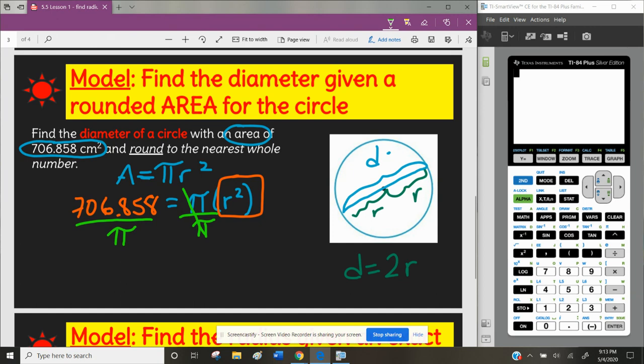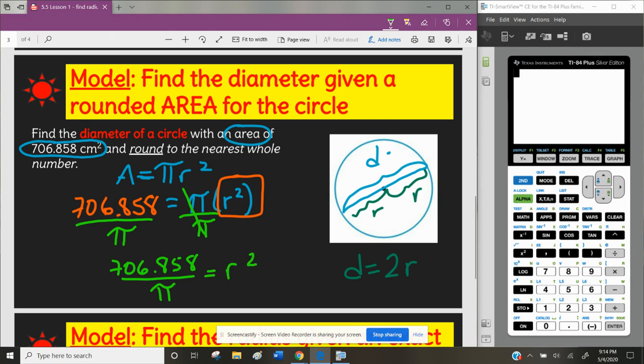And I know that that's going to be a number that continues on. It's going to be irrational, and I want my diameter to be as exact as possible. So in my calculator, I'm not going to round until the very end. So this 706.858 divided by pi.